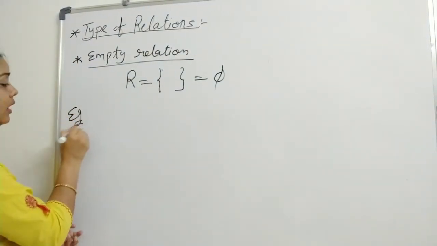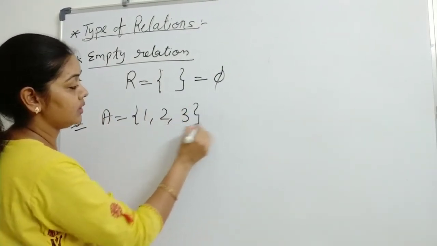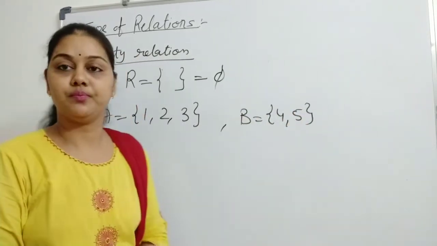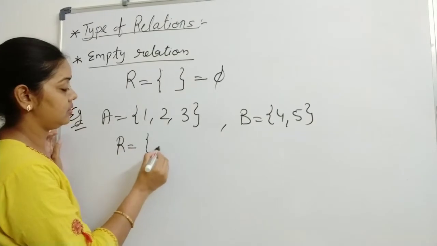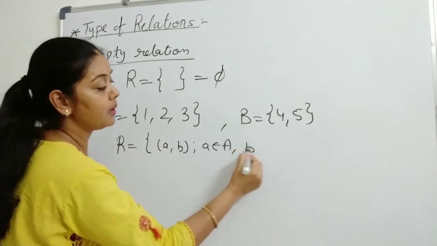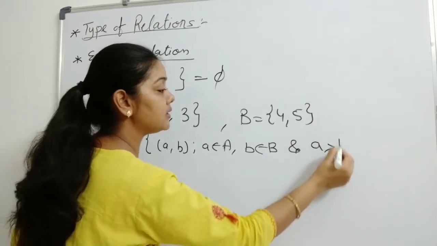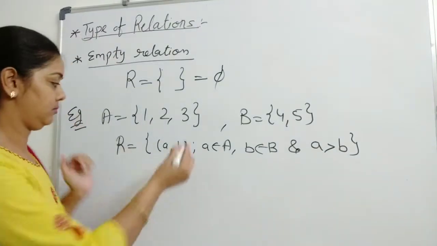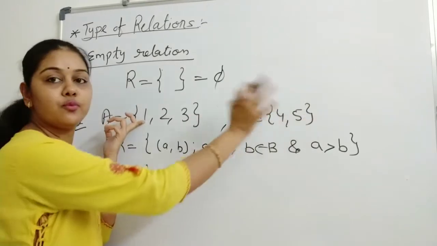Suppose for example, I am given a set A having elements 1, 2, 3 and in set B I have elements 4 and 5. Now, I am given a relation R such that the ordered pair (a, b), a belongs to A, b belongs to B, and a is greater than b. What is the condition I am given? a is greater than b. Start finding the elements. 1. 1 is not greater than 4 and 5.